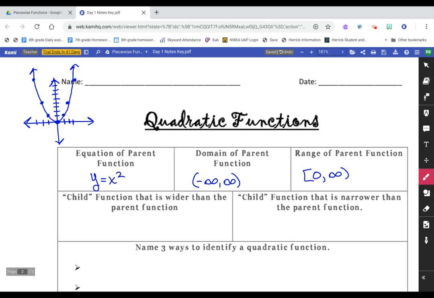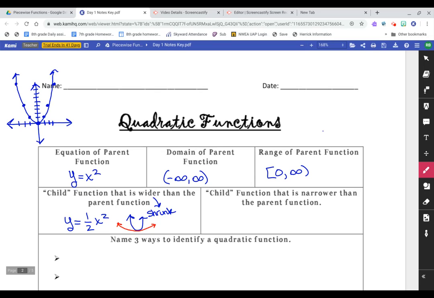take this and wanted to make it wider, what you would do is you would actually multiply the x squared by a fraction. This would actually be called a shrink. Because when you take that parent function, let's say this is the parent function, and we make it wider, it's like if you were pushing down on the top and bottom and flattening it out, you're shrinking it.